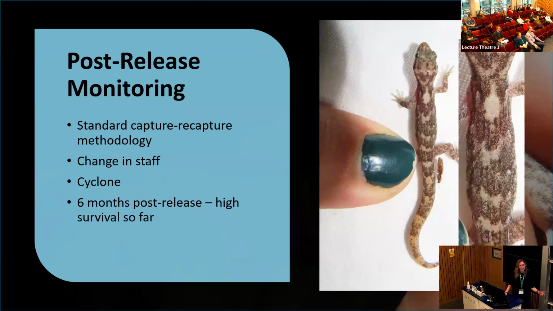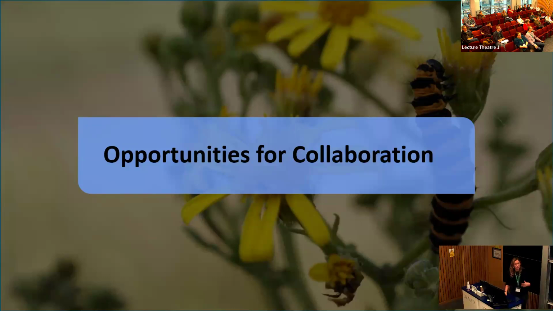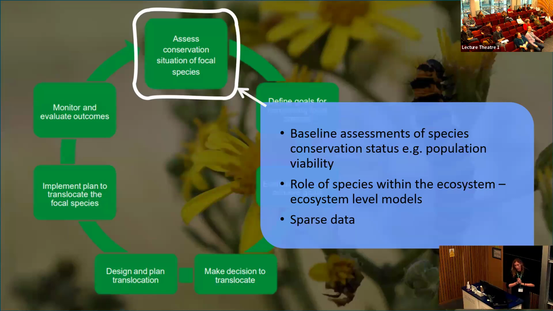And that's where we need to think about how we're analysing the data at the end, so that we can work backwards and create a process that is suitable for a good translocation. So this is where I think, going back to this cycle, we can really get some benefit from working more with mathematicians and statisticians and social scientists as well, is the baseline assessment.